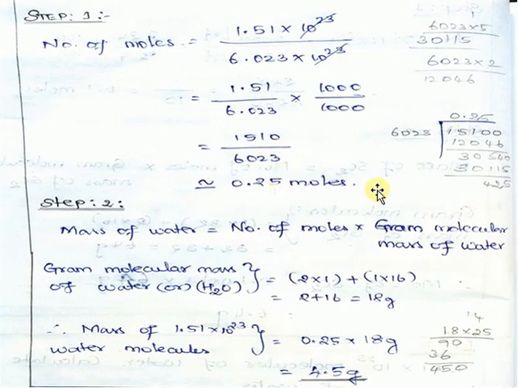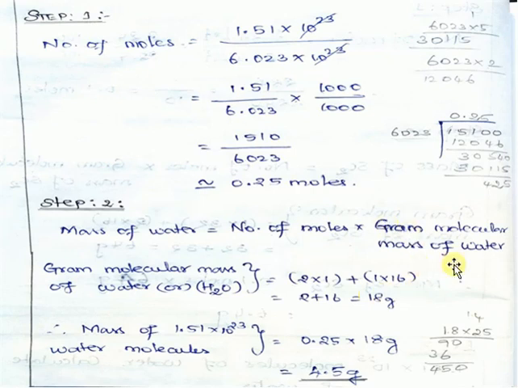So what is the next step? Step number 2, the mass of water is equal to number of moles into gram molecular mass of water. So gram molecular mass of water we have to calculate. So the gram molecular mass of water is equal to, how many hydrogen do we have here? 2. So 2 into atomic mass of hydrogen, which is 1, plus how many oxygen do we have here? 1. 1 into 16, we have 16. So 2 into 1, 2, plus 1 into 16, 16. The total gram molecular mass of water is 18 grams, right?